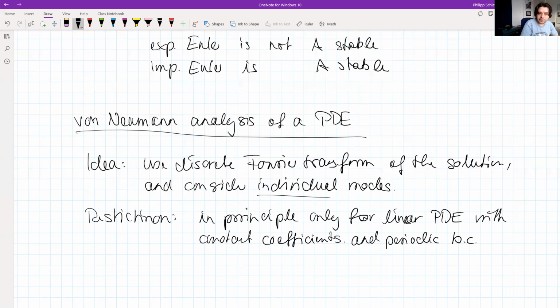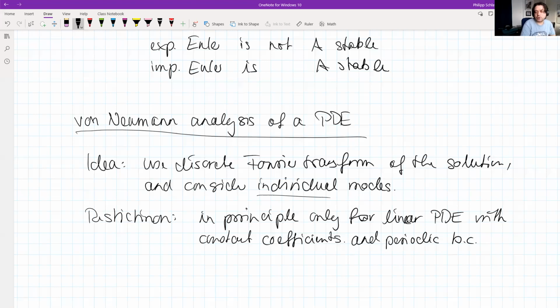These are certainly restrictions to the von Neumann analysis, which also means that it cannot be formally applied in all circumstances. But nevertheless, it gives you a good idea of what the stability of a specific numerical scheme or a specific problem would be as a function of wave number.